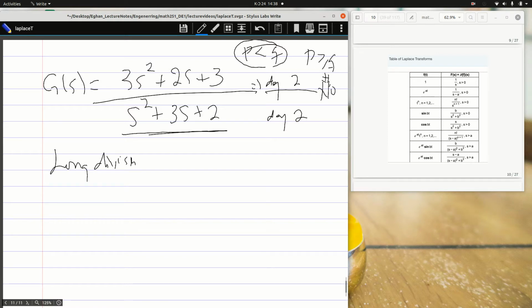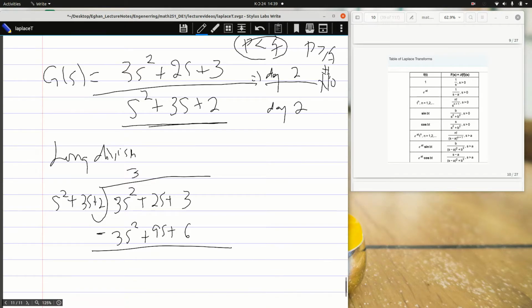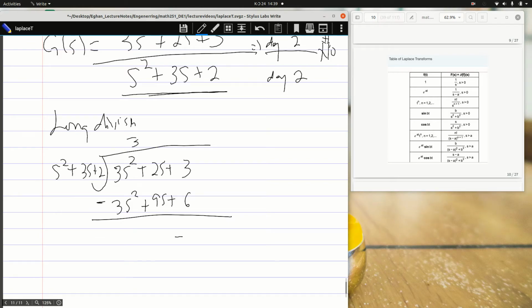So with the long division approach, I have 3s squared plus 2s plus 3, divided by s squared plus 3s plus 2. What will be the factor here? The factor here will be 3. So what I get is 3s squared plus 9s plus 6. I subtract. This is going to give me 3 minus 6, negative 3. 2 minus 9, that's negative 7s. And this part is 0. Can I move further? No. I can't move further because the degree here is just 1.